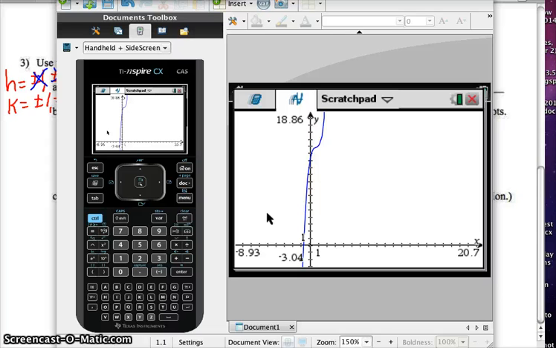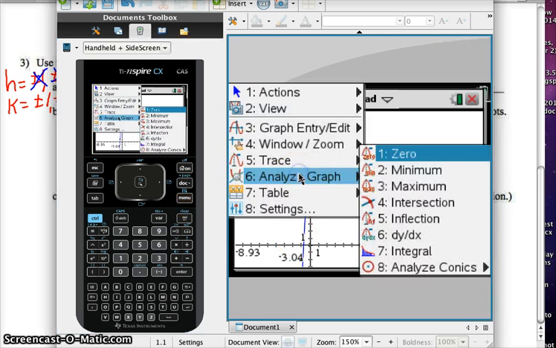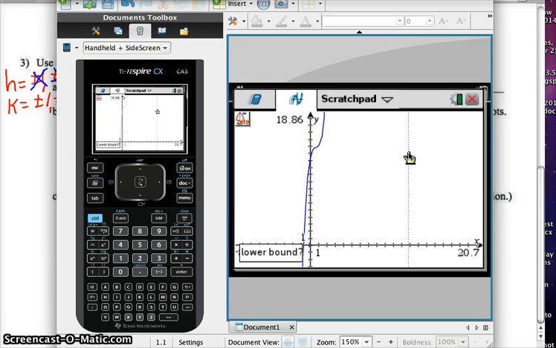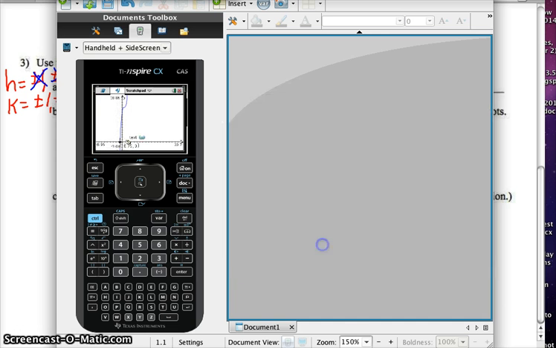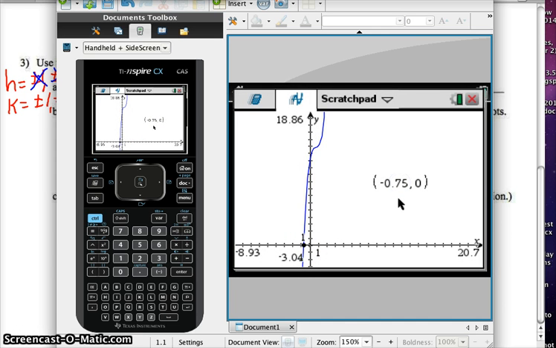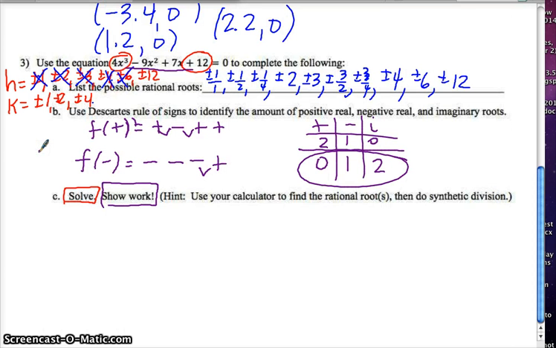Okay, so hopefully you graphed this on your calculator and it looks something like mine, and you can see that there is only 1 rational root down here and the other 2 are imaginary. So now we have to figure out what that rational root is. Well, it's negative, so I'm going to go over here, analyze graph, find my 0, my lower bound to the left, upper bound to the right, and there I can see it's negative 3/4. Okay, so how does that help me? So one of my roots is negative 3/4.